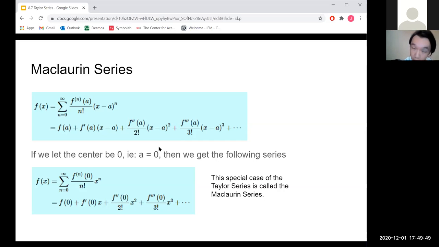Now, I will say that when we do problems on Taylor series, about half of them will have the center specified to 0. So it's really not that uncommon to have a Maclaurin series problem. It was pretty useful.